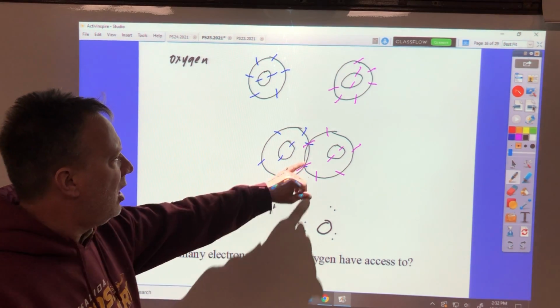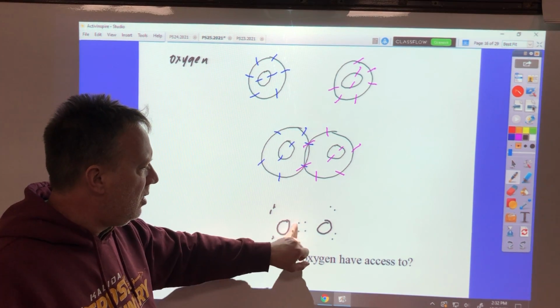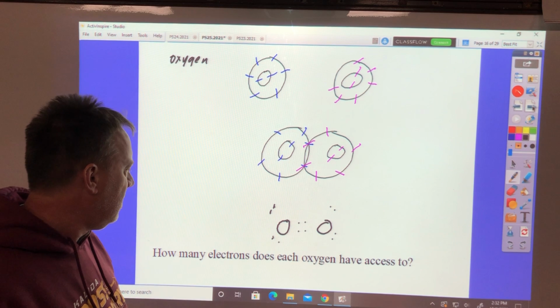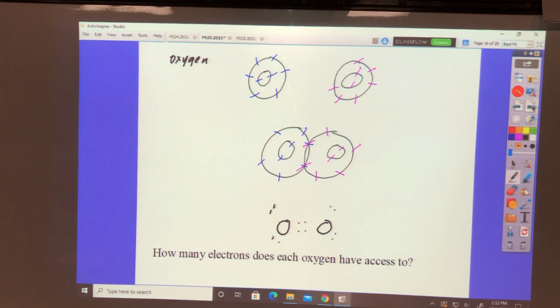And we draw this shared pair and this shared pair as 2 sets of dots. So it looks like this. How many electrons does each oxygen have access to? I am going to redo the dots here so they're a little clearer to see.